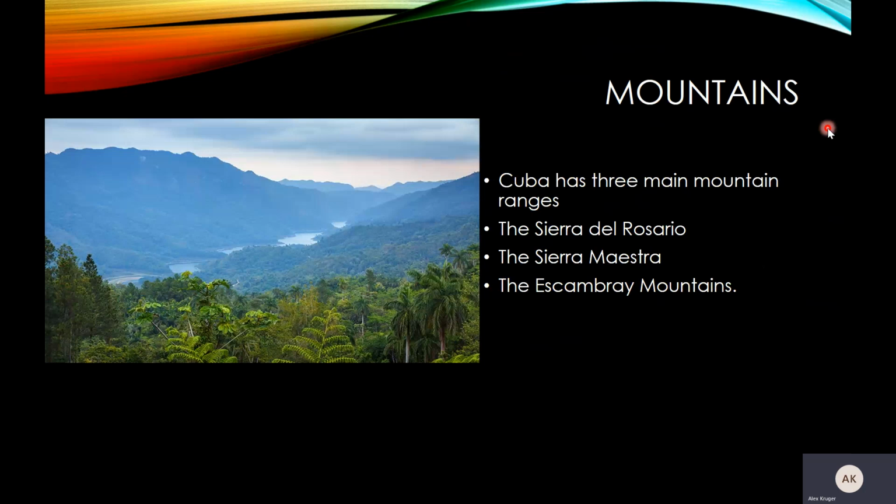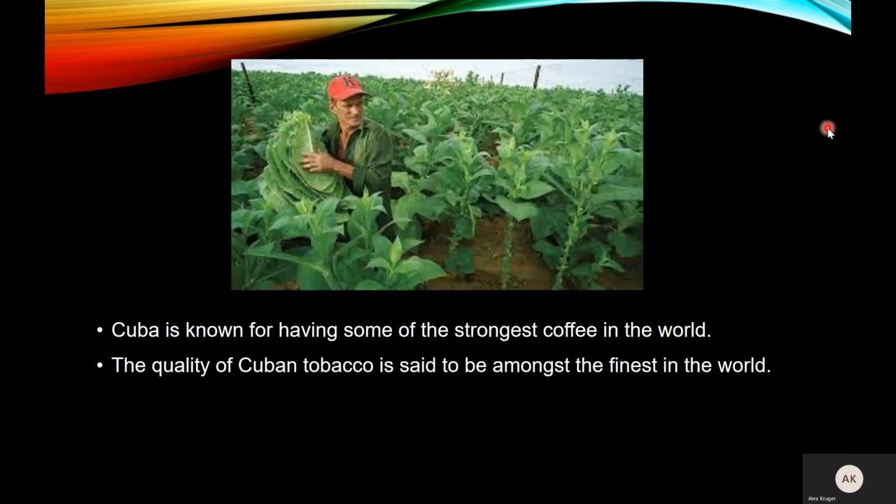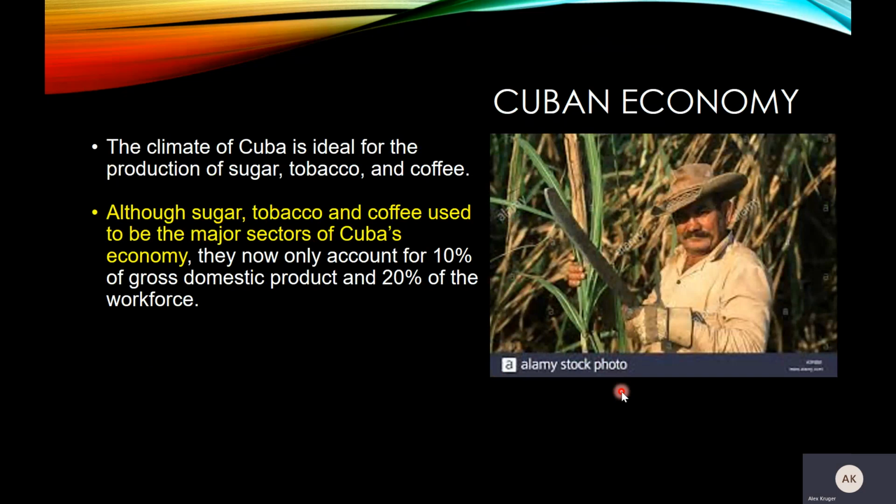Mountains. Cuba has 3 main mountain ranges: the Sierra del Rosario, the Sierra Maestra, and the Escambray Mountains. Cuba is known for having some of the strongest coffee in the world. This is a guy doing tobacco, so the quality of Cuban tobacco is said to be amongst the finest in the world. That's why Cuban cigars are so popular. The climate of Cuba is ideal for the production of sugar, tobacco, and coffee.